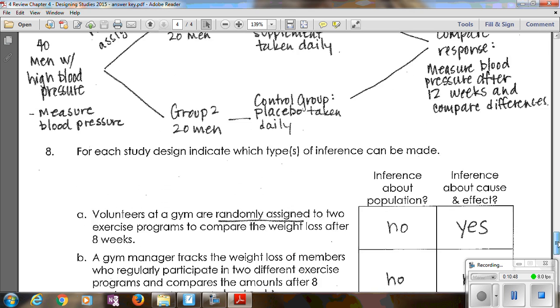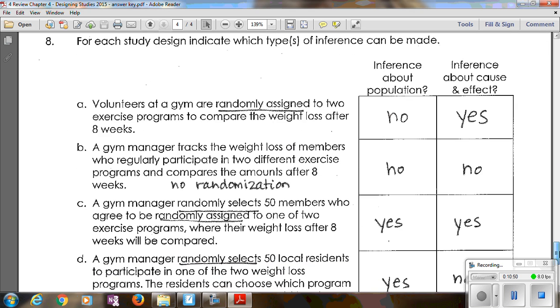All right, the last question deals with our inference issues, okay? And so you're given 4 different studies, and basically you're asked questions about what kind of inference can be drawn. So can we make inferences about the population or about cause and effect? Remember, with population, we need to make sure that we have a random sample from the population. We need to make sure our sample represents the population in order to make inferences about it.